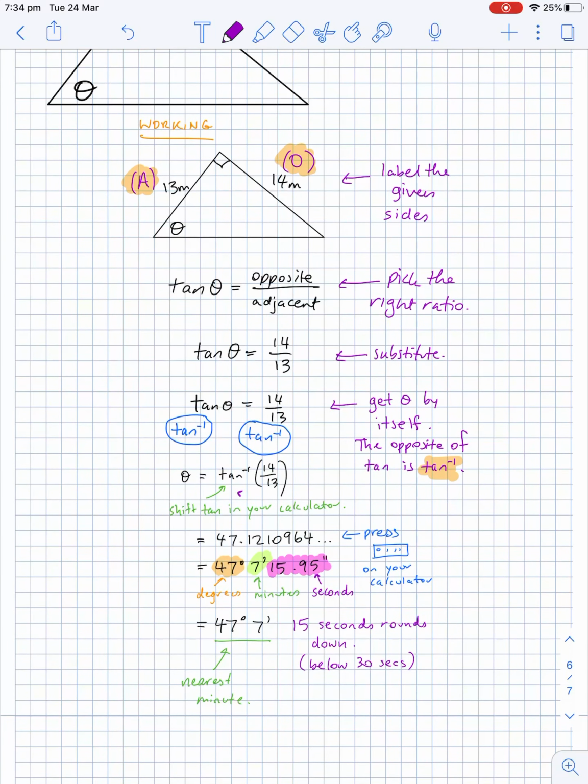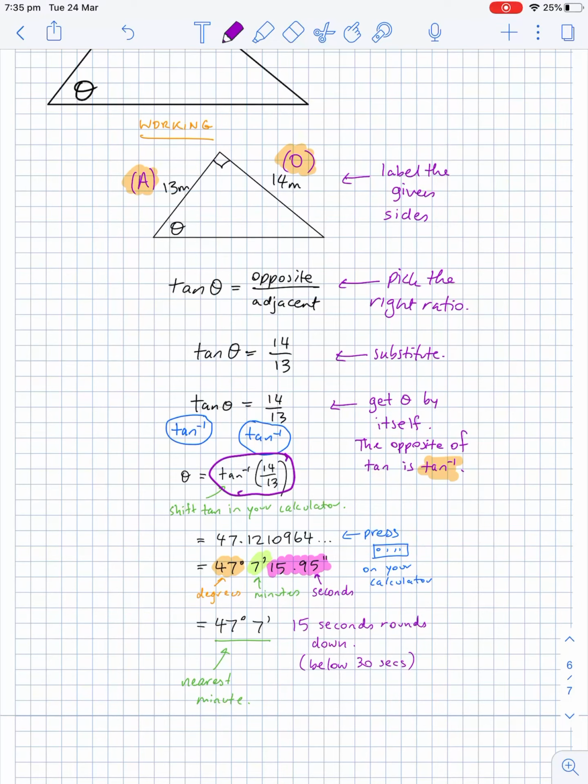Okay, when you put this whole thing into your calculator, you end up with this. Now that is the decimal version, which sometimes they want if they want you to round it to the nearest decimal. So that could be like 47.12. But if they want it in degrees, minutes, or seconds, you have to press this button in your calculator. So have a look for it. I'm sure you'll be able to find it. And when you press that, it shows you the degrees, the minutes, and the seconds.